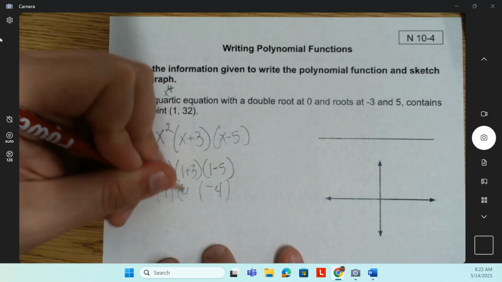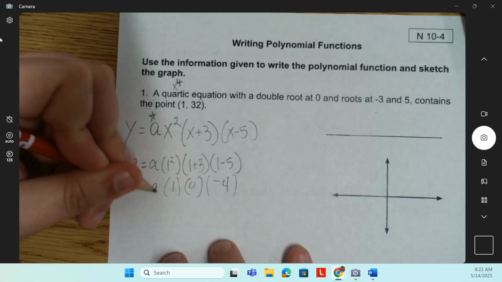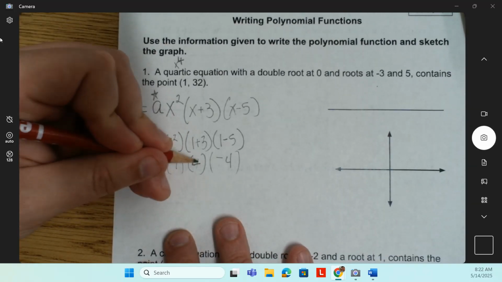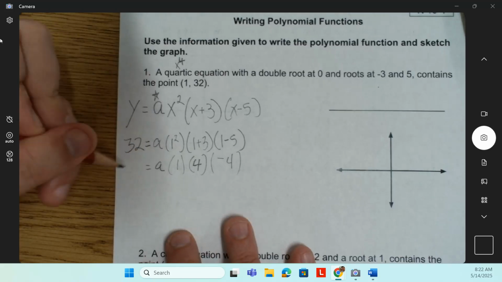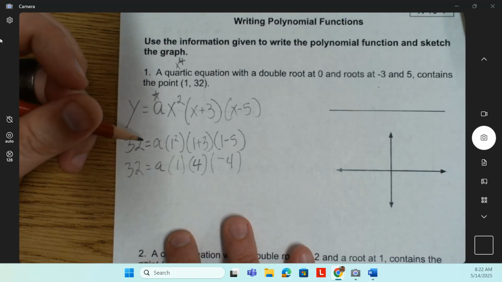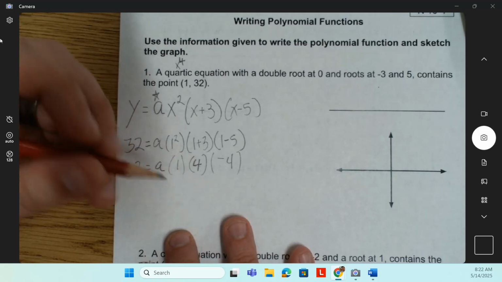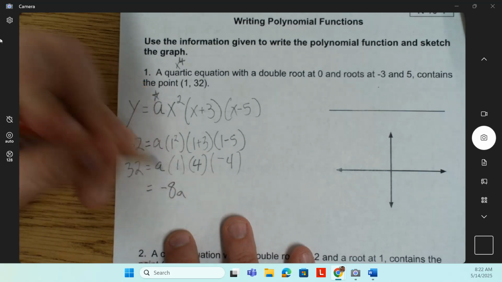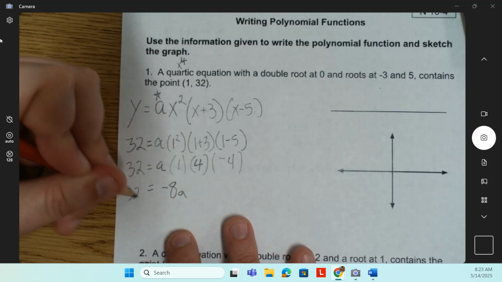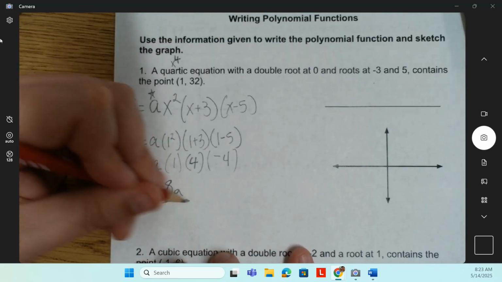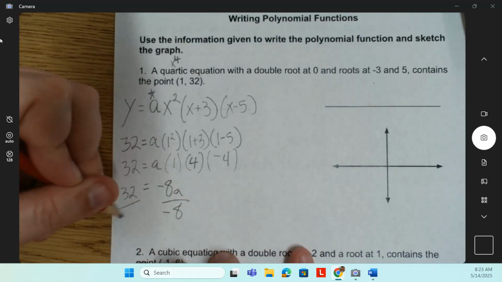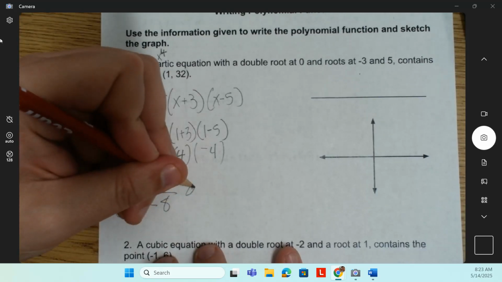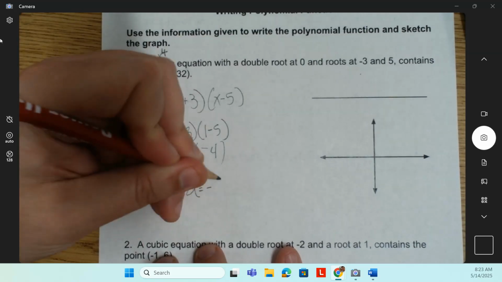And 1 plus 3 is 4. So I have a times 1 times 4 times -4. And that equals 32. So multiplying all this together equals -8a. And to solve for a, I just divide by -8. And when I do that, I end up with an a value of -4.